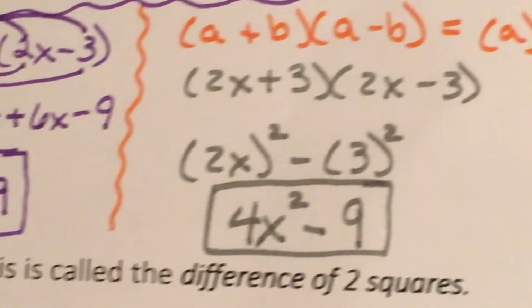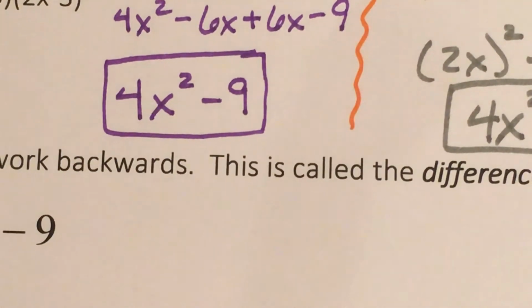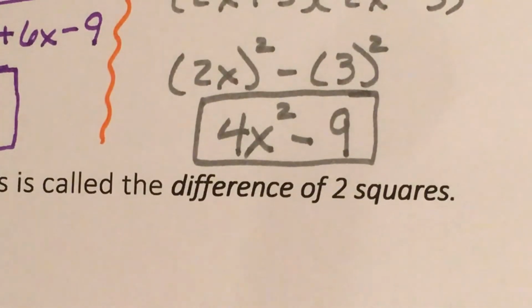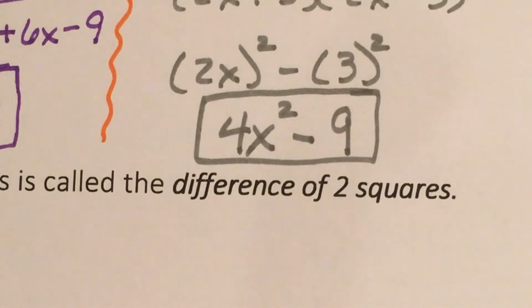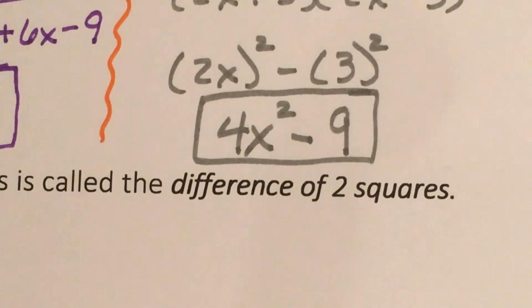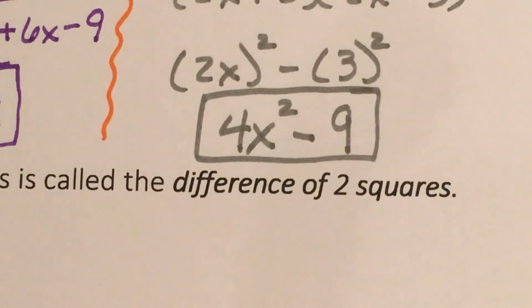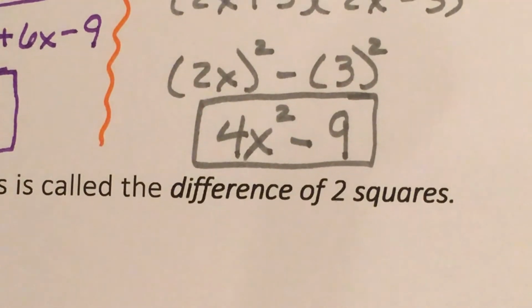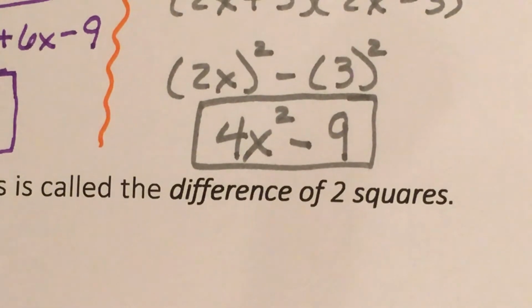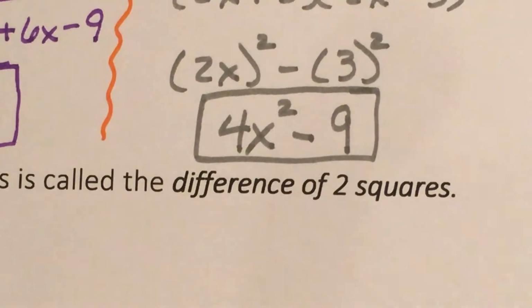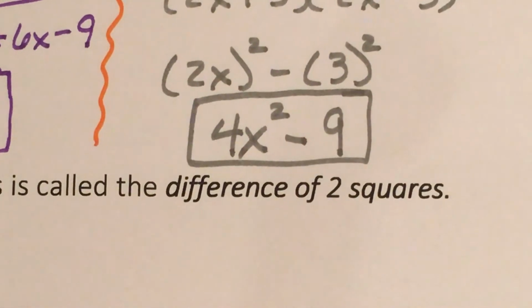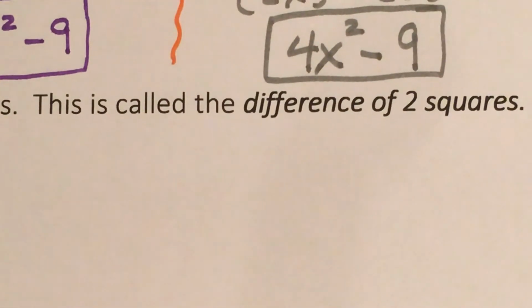So now let's work it backwards. And this is going to be our difference of two squares. So with the difference of two squares, is the first term and the last term a perfect square? Are there only two terms? And is there a minus in the middle? So we have more questions this time. So let's write down our questions real quick.